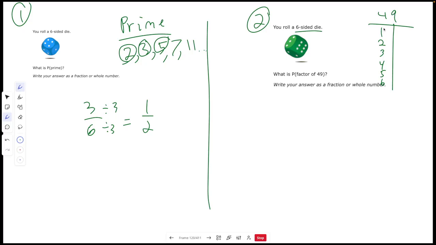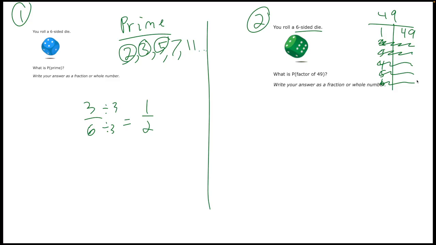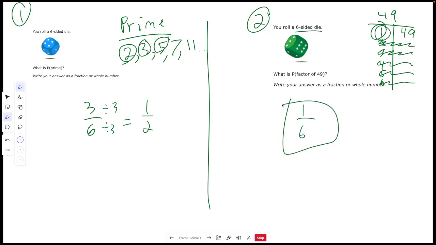You do 49 divided by 1 is 49. 49 divided by 2 is a decimal. 49 divided by 3 is also a decimal, so we don't use it. 49 divided by 4 is a decimal. 49 divided by 5 is a decimal. 49 divided by 6 is a decimal. All right, so on a 6-sided die, the only number that is a factor of 49 is 1. So it's 1 out of 6. And this is our final answer, can't be reduced.